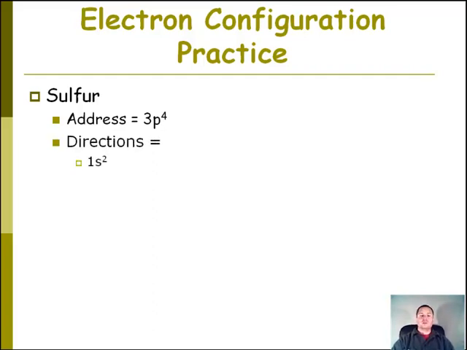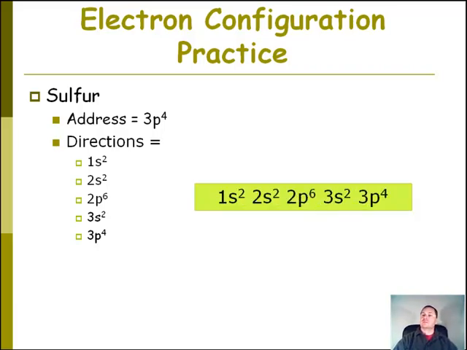So it's 1s2, go to second level, 2s2, we go through there, we got to drive through the p's, 2p6, we drive through the third level, 3s2, and then we come to 3p4. Now this is not how we write it. When we write the electron configuration, we're going to write it out something like this. This would be the complete electron configuration for sulfur.